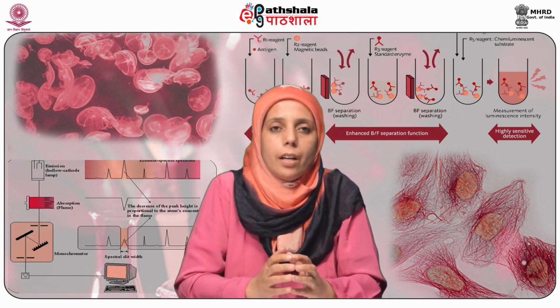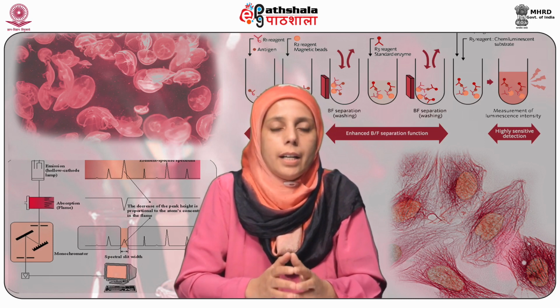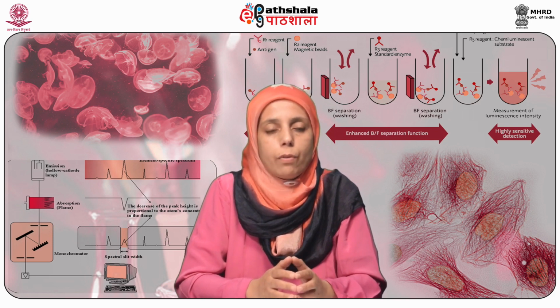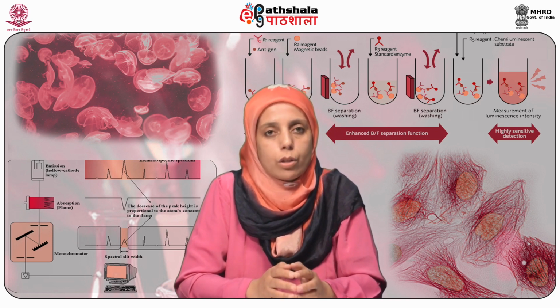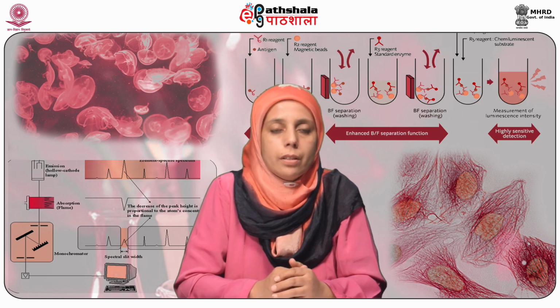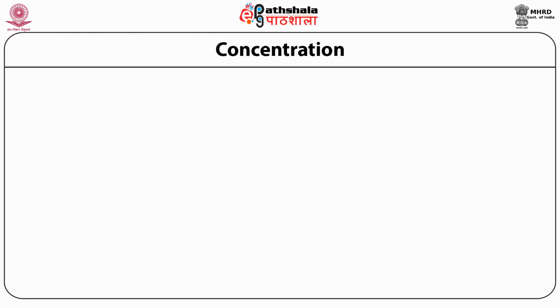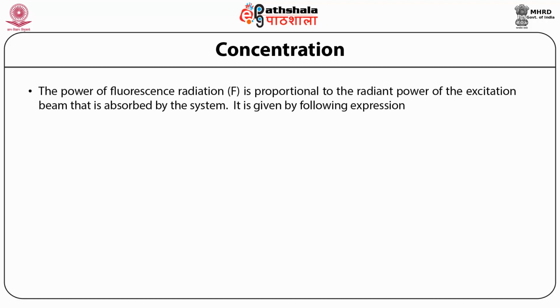That means even if you provide a high intensity for excitation of a molecule, other factors also affect the emission of the system. After the light source being an extrinsic factor, a direct factor which affects the fluorescence of the molecule is concentration. The power of the fluorescence radiation is proportional to the radiant power of the excitation beam that is absorbed by the system and is given by the expression F is equal to Kc.